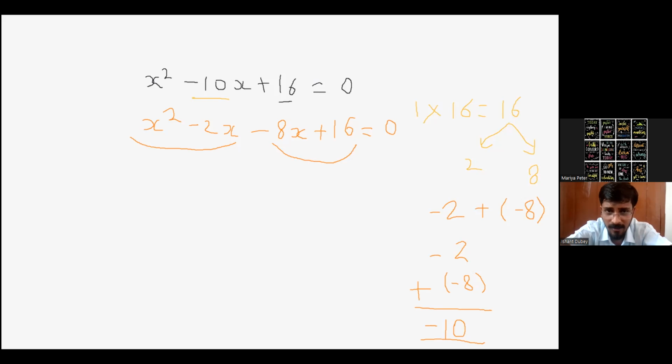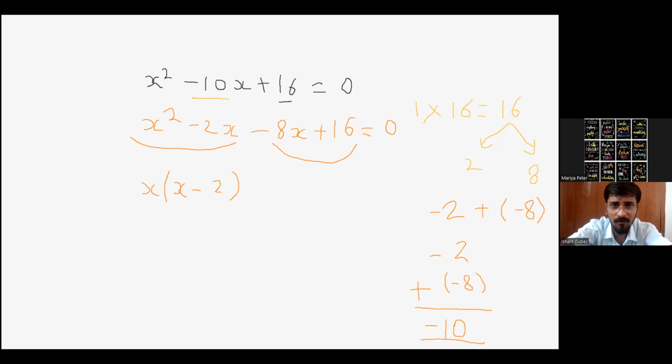Look at x square minus 2x. What will come common? In both of them, x will be common. Very good. Now within the parentheses, what will you get? If you take x common, x has come out, so inside the parentheses you will get x minus 2.